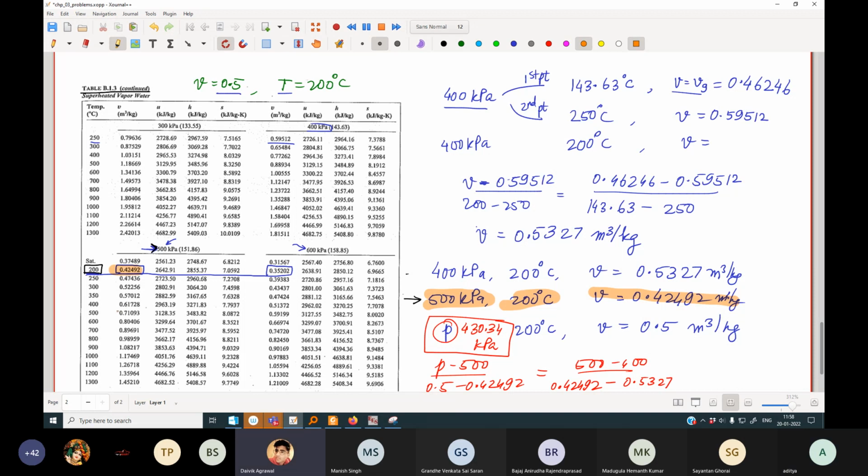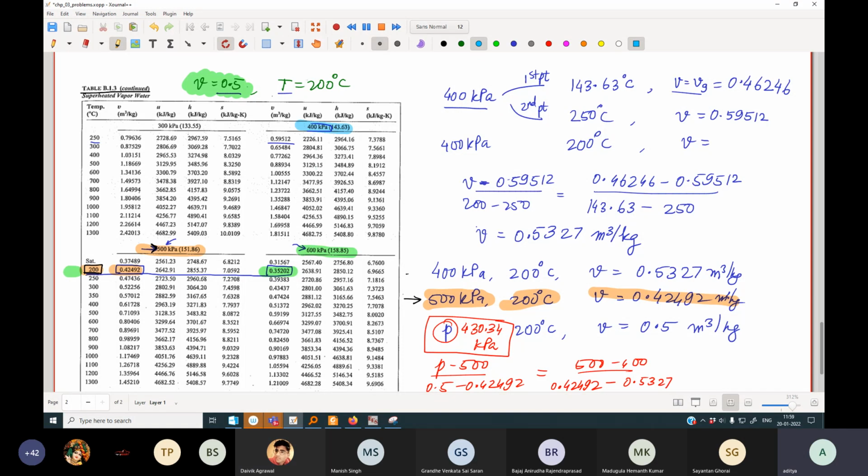Yes, it's clear. Then what did we see? If we increase the pressure to 600 kilopascal at 200 degrees Celsius, it corresponds to a specific volume of 0.35202. Yes, sir. But we are looking for a specific volume of 0.5. So it will be at a lower pressure. Very good. So that was our conclusion. We need to go to a pressure of 400 kilopascal.